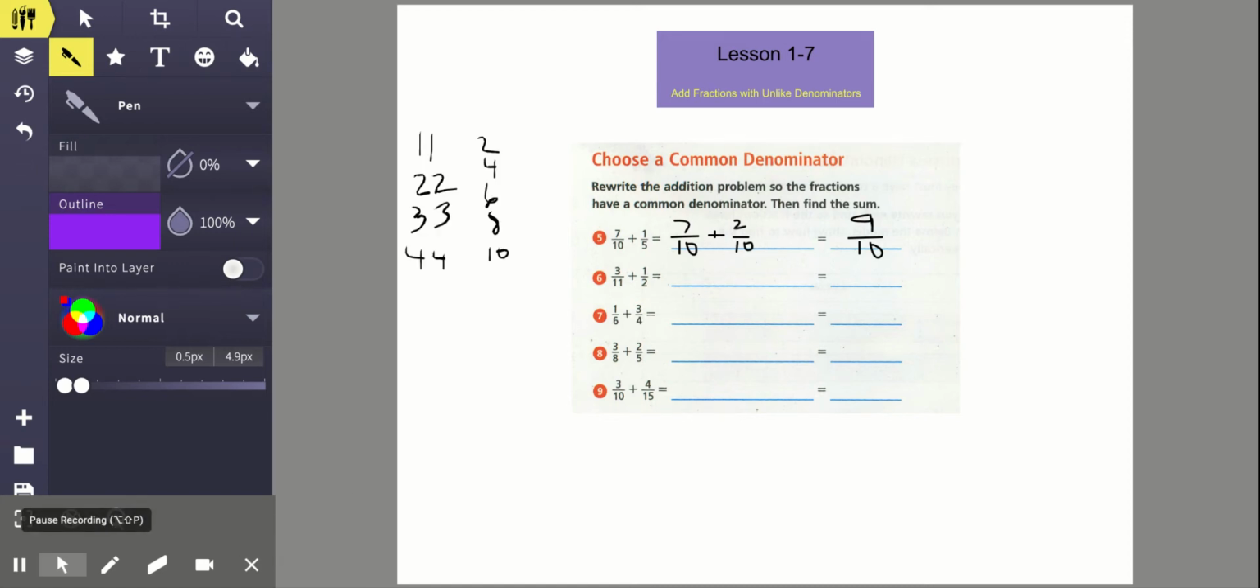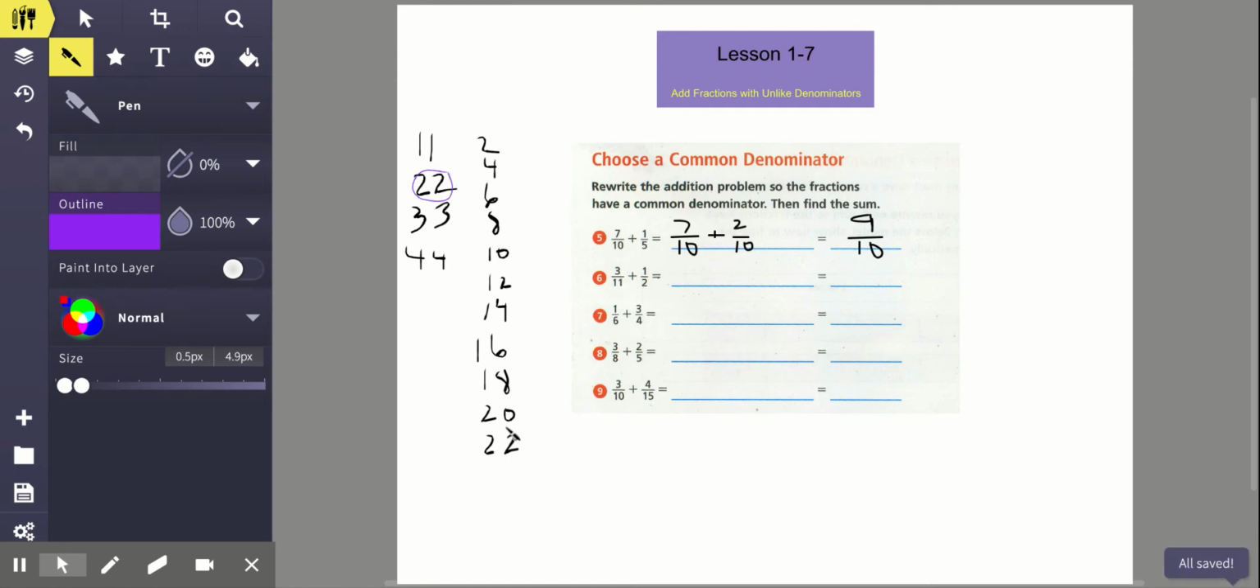So I started writing out mine. I wrote my 11s and I wrote my 2s. I still don't see any number that shows up when I skip count, so I'm going to keep going until I do. All right, so now I've written out a few more and I got all the way up to 22 before I saw a common denominator. So I have 22 in my 11s and I have 22 in my 2s.